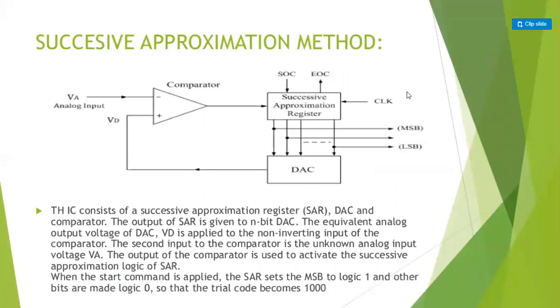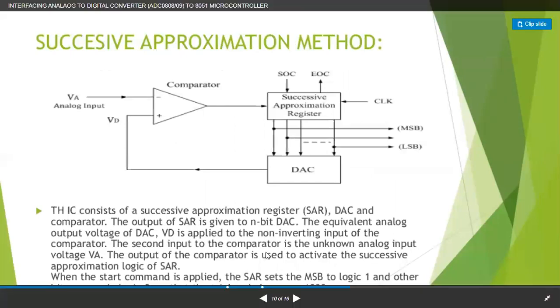Next, this is my successive approximation method. Basically, successive approximation is using a comparator and DAC. From this DAC, it converts the digital data into analog. Here, the analog input and the reference analog input are compared by this comparator. Whatever analog comes from here is from my digital to analog converter. So from here you will get an analog, from here you give the analog input, and the two analog inputs will be compared.